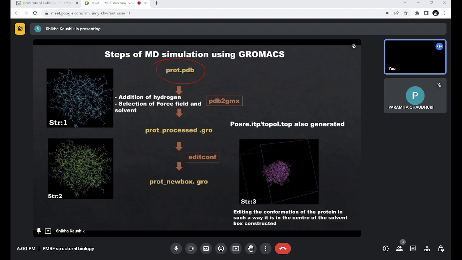Okay, so this is basically once you clean your PDB file and then you use this prod PDB file to study the simulation. So you have to actually, oh, again it's happening.